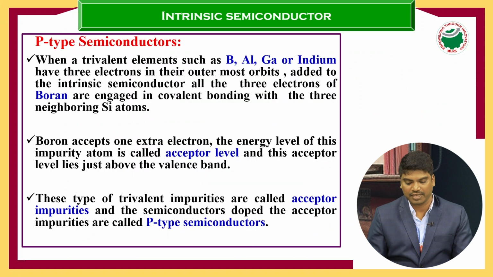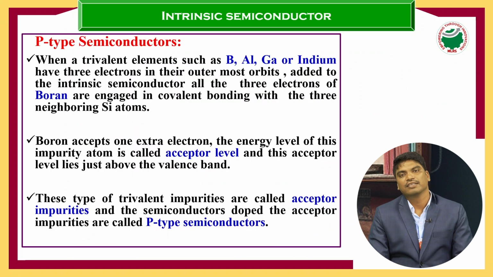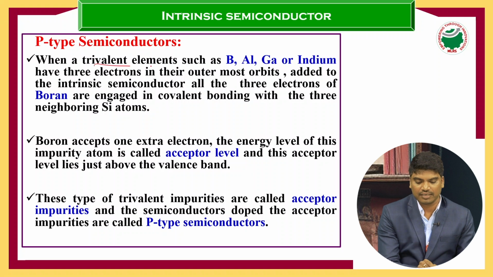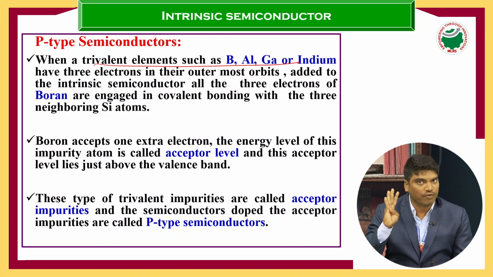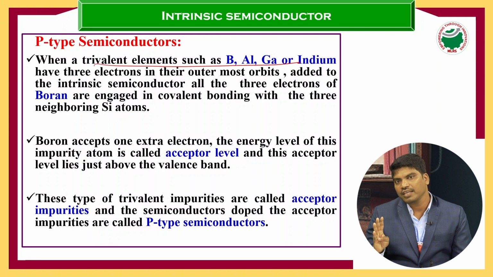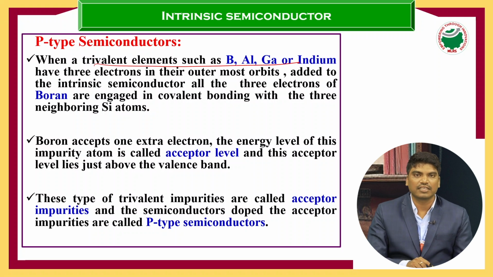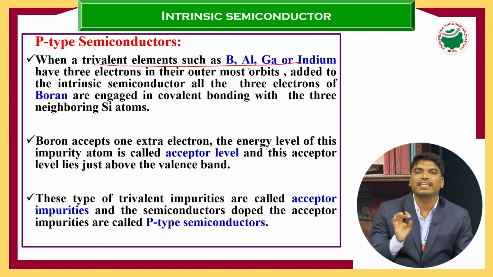Let us go to another semiconductor, the p-type semiconductor. Here we can see the addition of a trivalent element. Earlier for n-type I took pentavalent, which has 5 valence electrons, but now I am taking trivalent. Each intrinsic semiconductor has 4 valence electrons and needs 4 to get stability. If I add a trivalent element such as boron, aluminum, gallium or indium, this material has only 3 valence electrons.